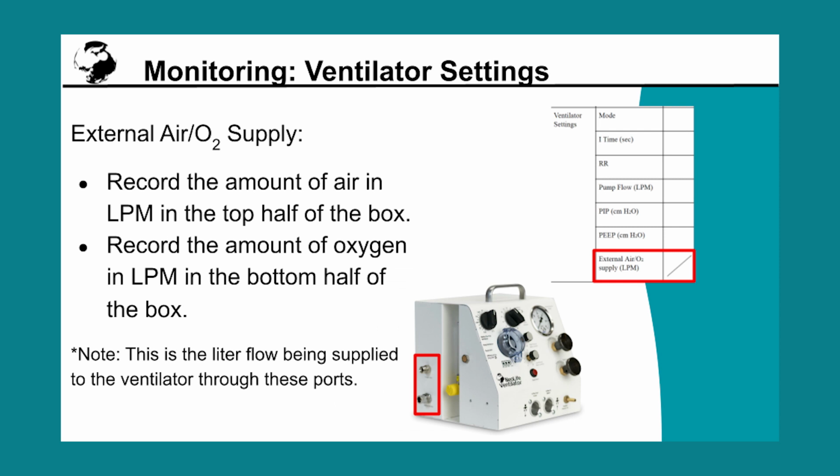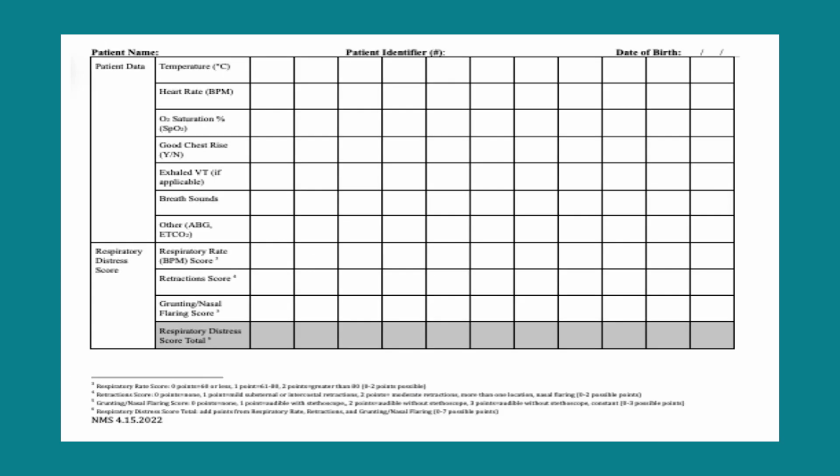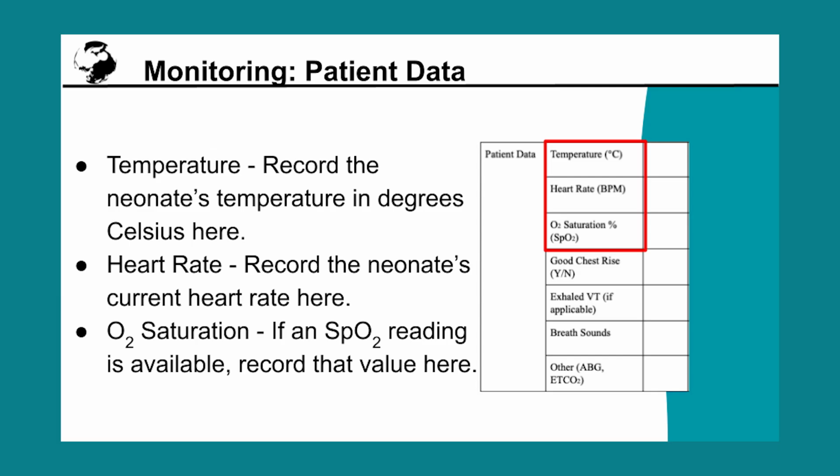Finally, the liter flow of external air or oxygen being supplied through the ventilator ports is recorded. The amount of medical air being supplied is documented in the top half of the box, while the amount of external oxygen being supplied is documented in the bottom half of the box. This value is recorded in liters per minute. The third page includes patient data and the patient distress score. The patient data portion has places to record the neonate's temperature, heart rate, and oxygen saturations.